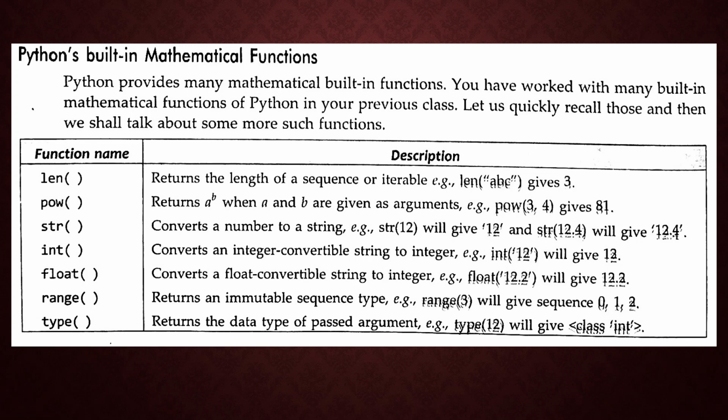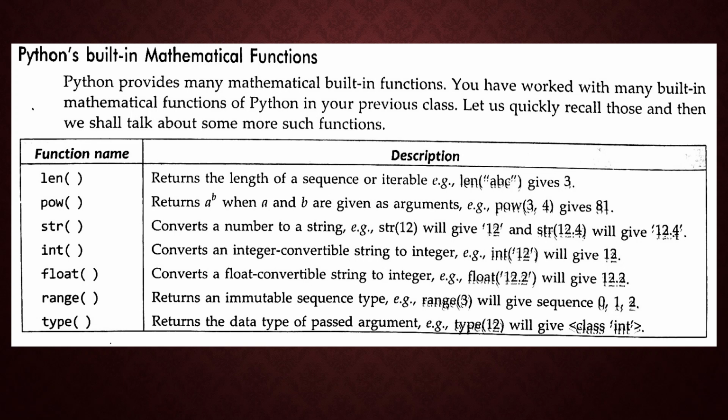Range returns an immutable sequence type. Immutable means it's not possible to modify it. Here range(3) will give the sequence 0, 1, 2. That is the index values or numbers starting from 0 to 2. Range of 3 means it is taken up to 3 minus 1.